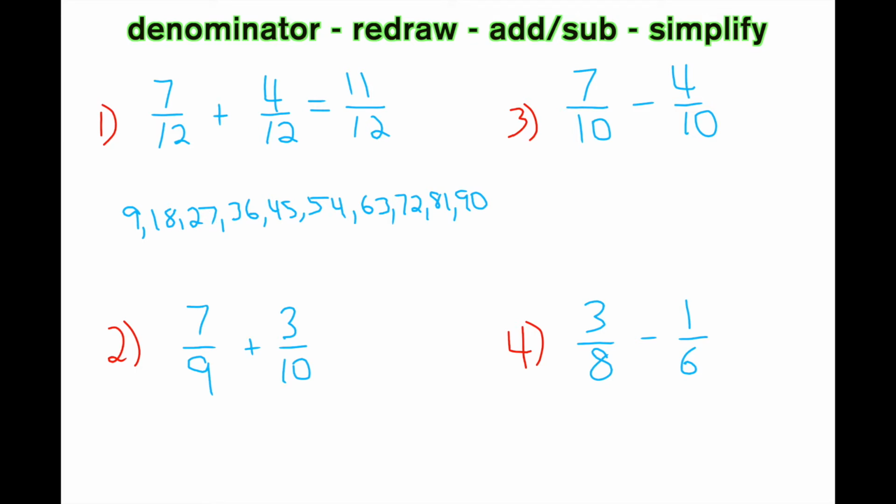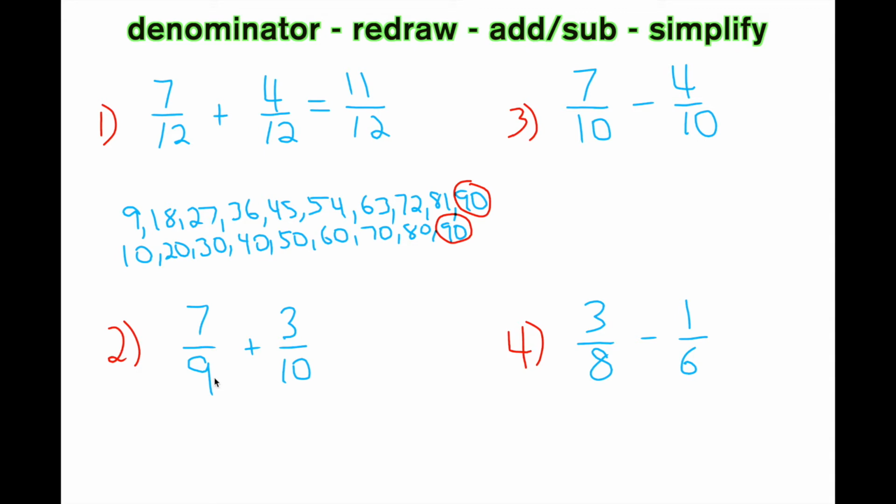Now let's write the multiples of 10. 10, 20, 30, 40, 50, 60, 70, 80, and 90. You can see here we have a match at 90. So 90 is a common denominator for 9 and 10. Now we have to change the 9 and the 10 to 90. So now that we've found the common denominator, we're going to do step 2, rewrite the problem.